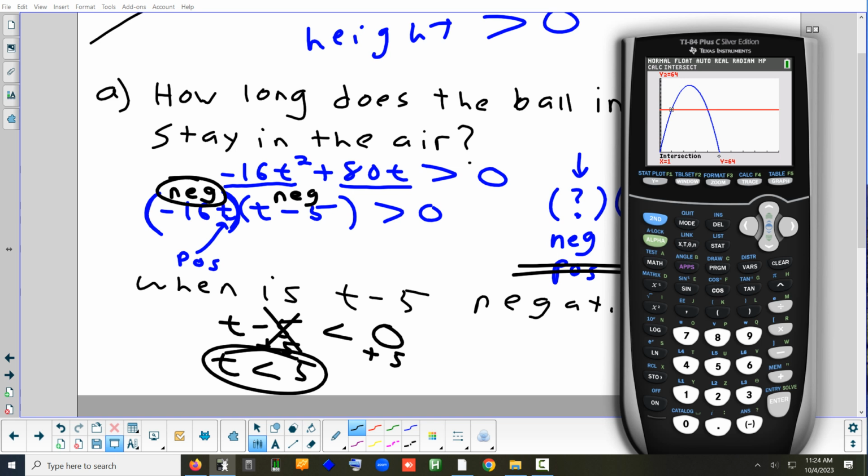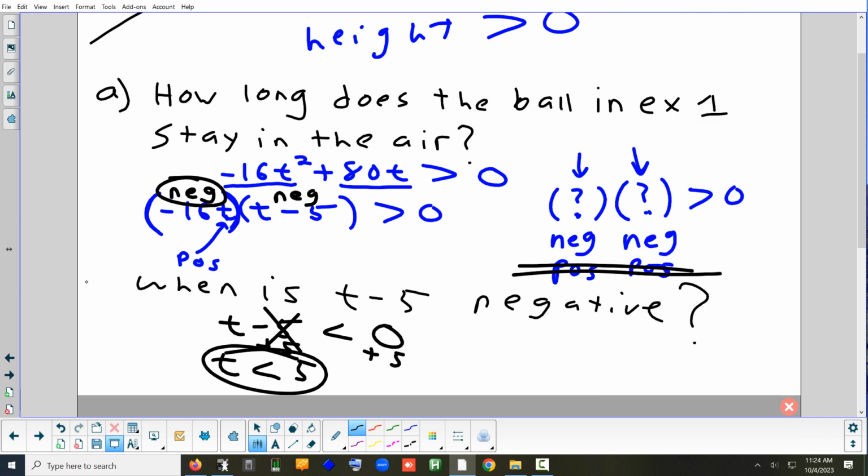Did you divide both sides by 16? Is that what happened? No, I factored out negative 16t. I factored out the GCF. If you couldn't factor out a GCF here, then we couldn't have solved this problem the way we did it. It wouldn't have worked. So I had to make this number a multiple of 16 to do what I wanted to do.